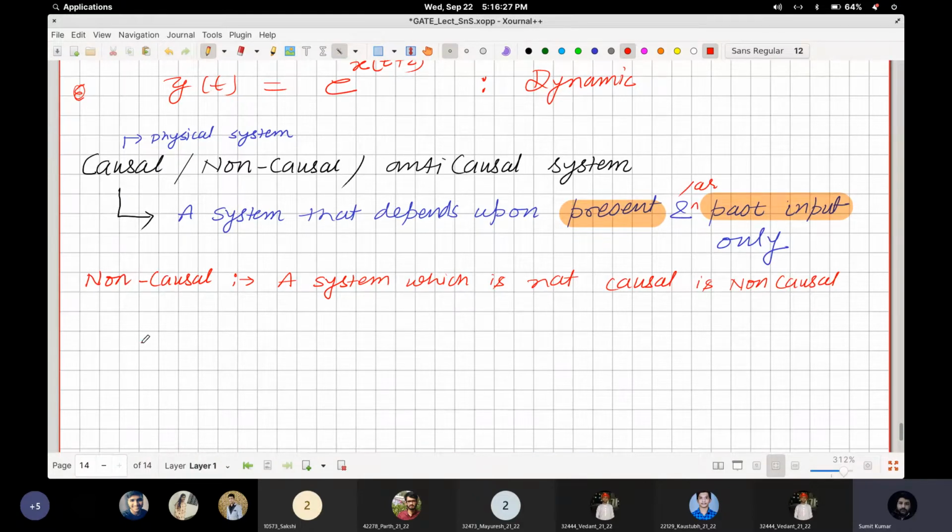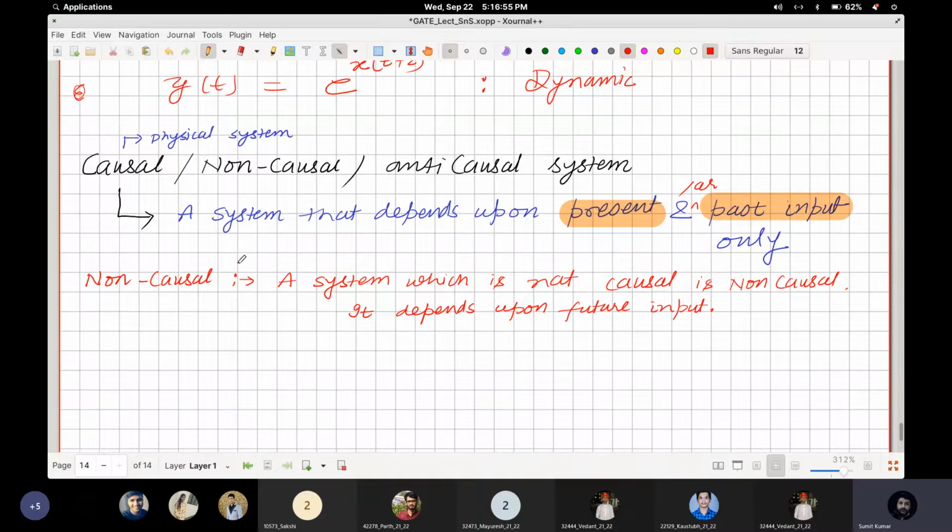So non-causal system is a system that depends upon future input. Any system which is not causal is going to be non-causal. So by definition, it depends upon future input, and this system cannot be implemented in real time unless you have data.